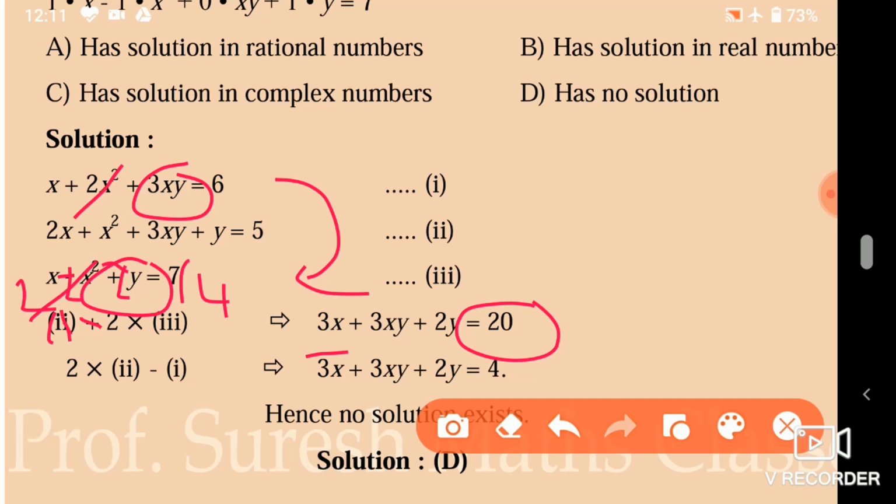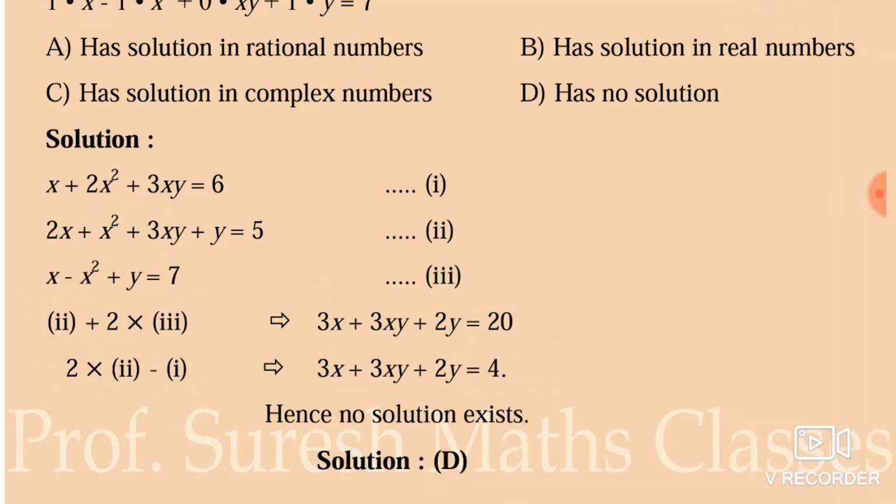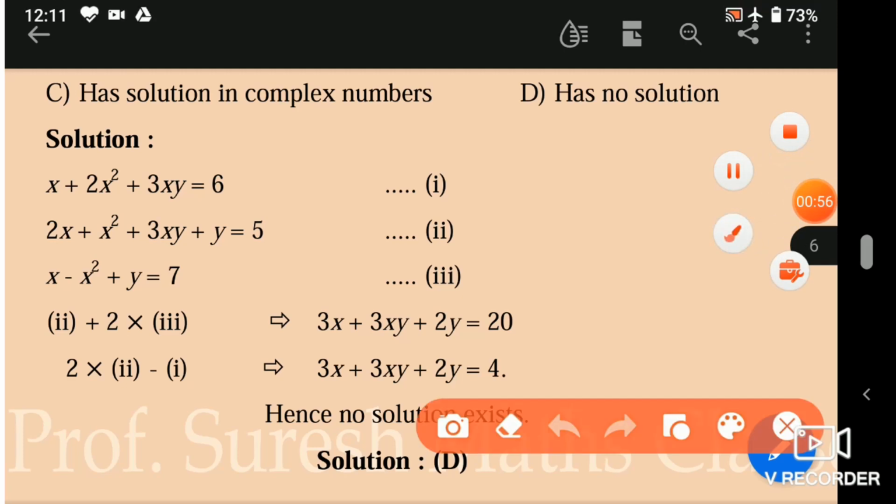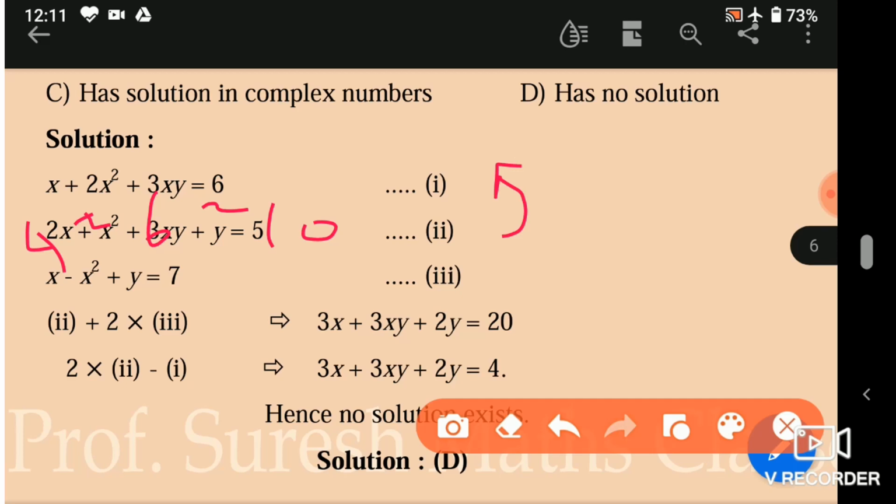So we get 4x. So I do like this. Multiply by 2. So 4x plus 2x square plus 6xy plus 2y equal to 10. So subtract 2 minus 1. So 4x minus x is 3x. 2x square minus 2x square cancelled. 6xy minus 3xy here 3xy. And then 2y, there is no y term in the first equation, so only 2y. So 10 minus 6 we get 4.